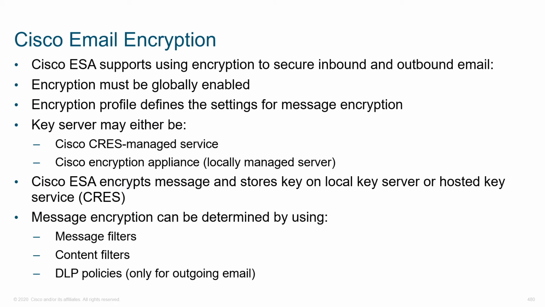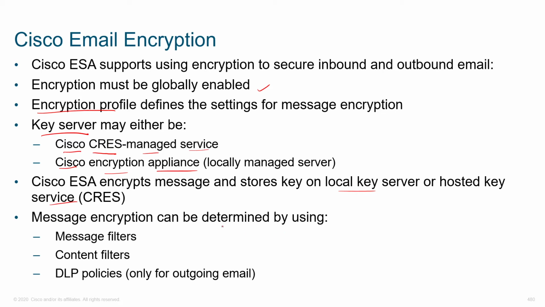So the ESA supports using encryption to secure both inbound and outbound email. Encryption itself needs to be turned on globally, and then we can create policies to talk about the way that we want to perform encryption. When we leverage a key server, it can either be used for the Cisco Registered Envelope Service managed service, or it can be set as what we call a Cisco encryption appliance, where it's basically a locally managed server. We're not doing anything with third parties. The Cisco ESA encrypts messages and stores the keys on a local key server or a hosted key service. It's got the capability to do either, as we mentioned 2 slides ago.